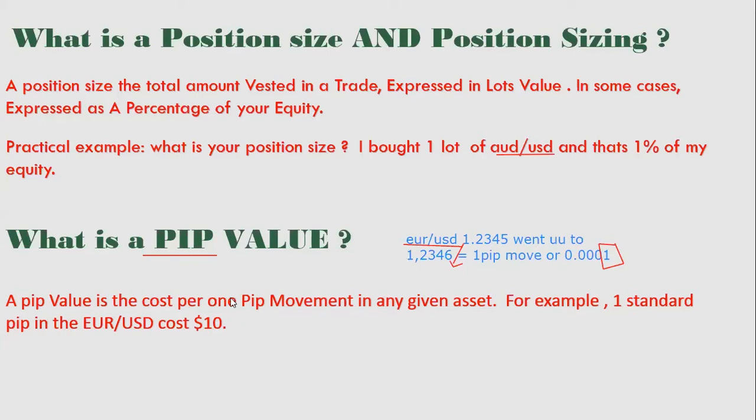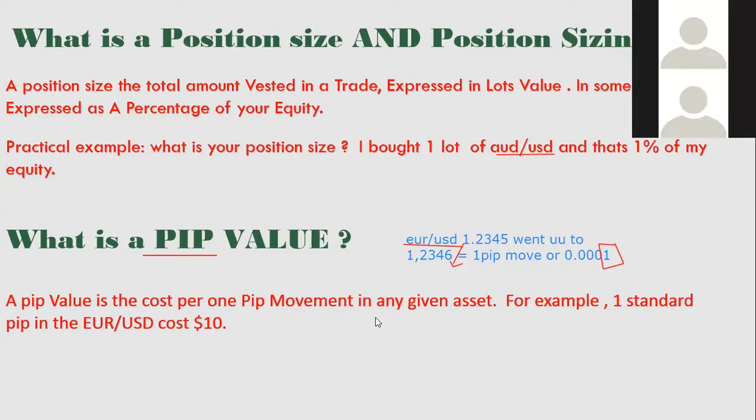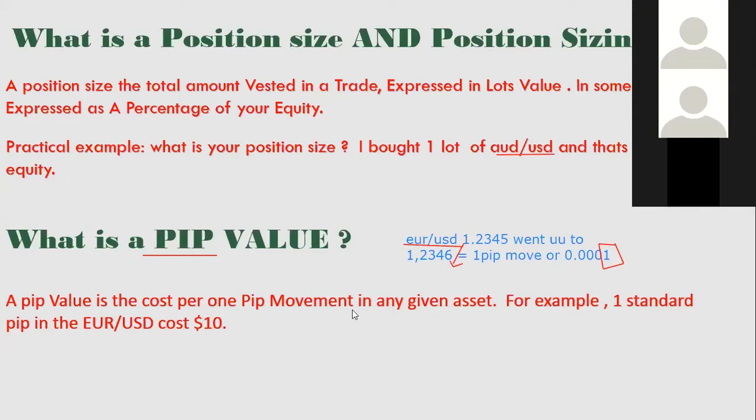What is a pip value? A pip value is the cost per 1 pip movement in any given asset. If you have already downloaded your MT4 platform, you see that there are different currency codes. Every currency code has a different pip value. If euro and the dollar move from 1 to 2, it's a different cost from euro and pound. Every currency has a different value.